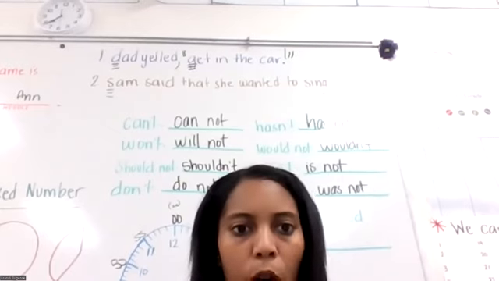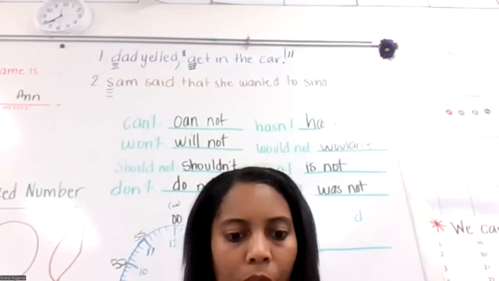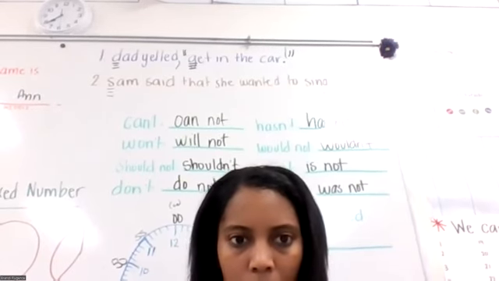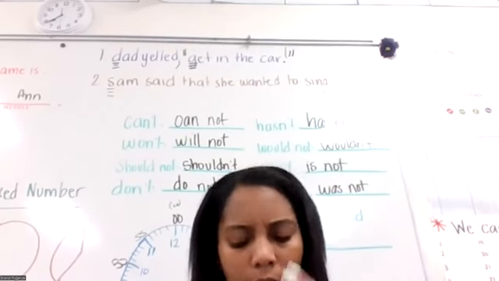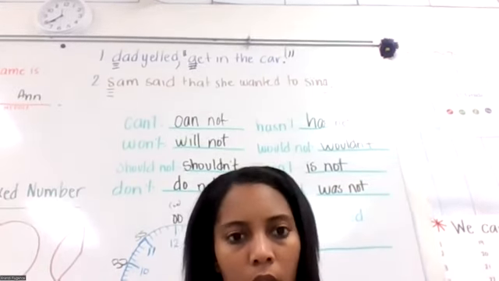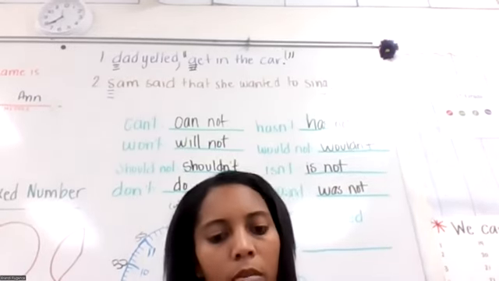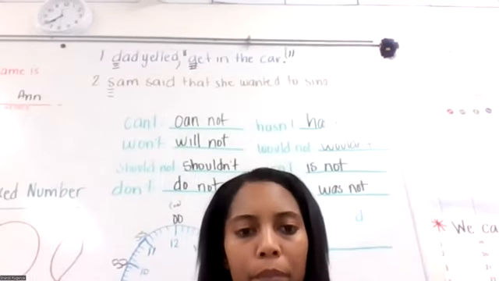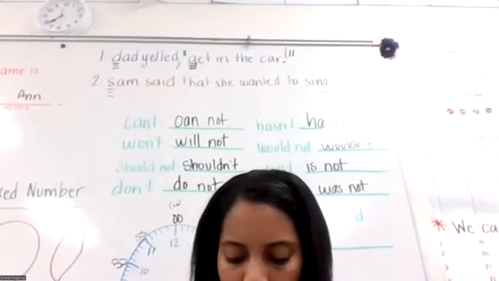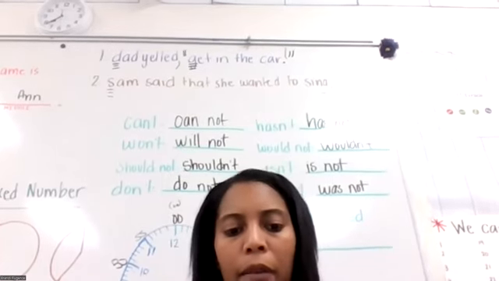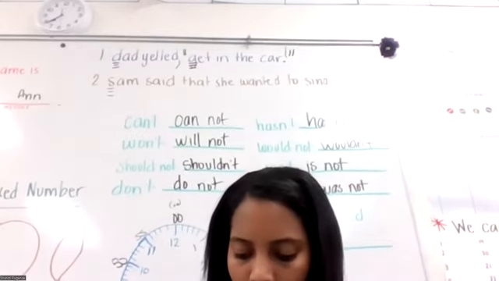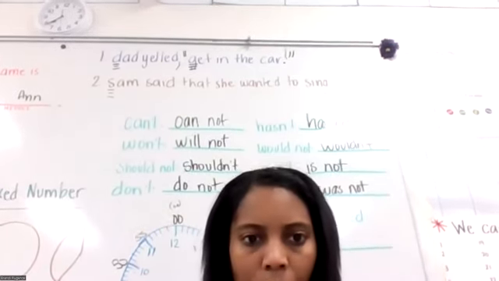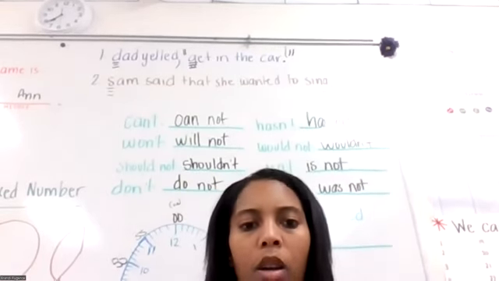J-O-U-R-N-E-Y. 4, believe. B-E-L-I-E-V-E. 5, breathe, B-R-E-A-T-H-E. 6, dirty, D-I-R-T-Y. 7, mighty, M-I-G-H-T-Y. 8, surgery, S-U-R-G-E-R-Y. Okay, 9, field, F-I-E-L-D. 10, daydream, D-A-Y-D-R-E-A-M. Daydream. Okay, 11, honesty.